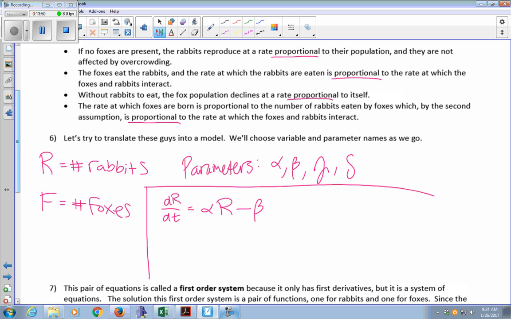There's more than one way to do this. You could do R plus F, right? But I'm just going to multiply the number of rabbits times the number of foxes. And that's just going to be a number that shows how often they interact. More rabbits means that product will go up. More foxes means that product will go up. So more of either animal means they interact more. And so that's my interaction term, RF. You could also add them, but using a product has some advantages.